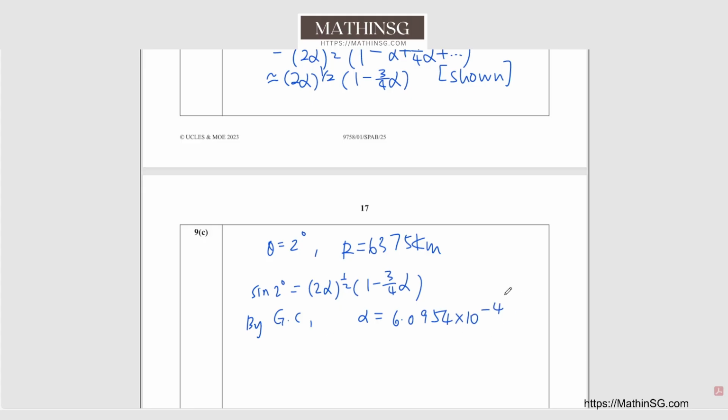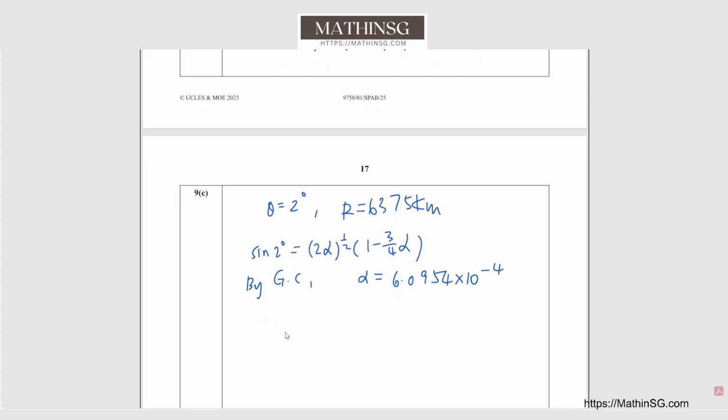So this is what I got from the GC, 6.0954 times 10 to the power of minus 4. So once we have found alpha, I know that alpha is equal to H over R, right? So therefore H is equal to alpha times R. So it's 6.0954 times 10 to the power of minus 4 multiplied by 6375. So it will give me 3.89 kilometers. So H is 3.89.